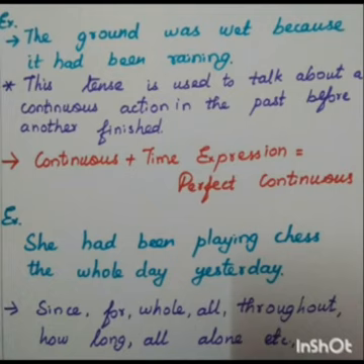Listen to the example. She had been playing chess the whole day yesterday. Here, whole day is a time expression. Time expressions are normally indicated by words like since, for, whole, all, throughout, how long, all along, etc.